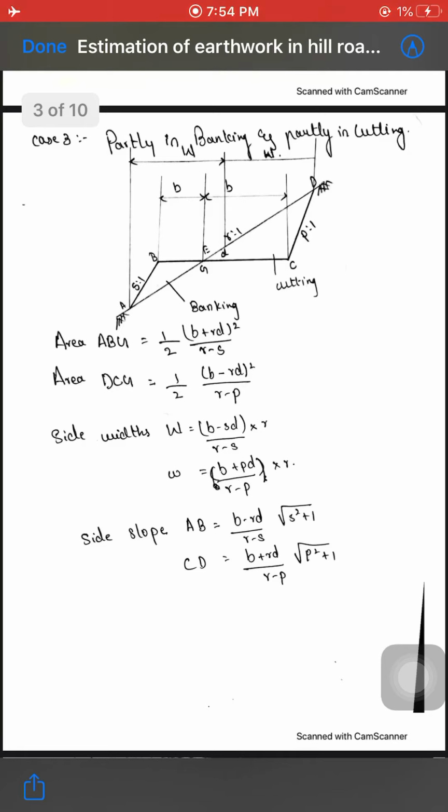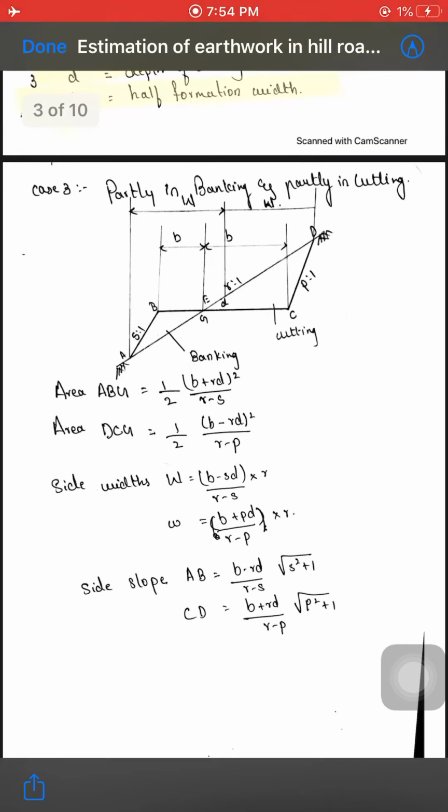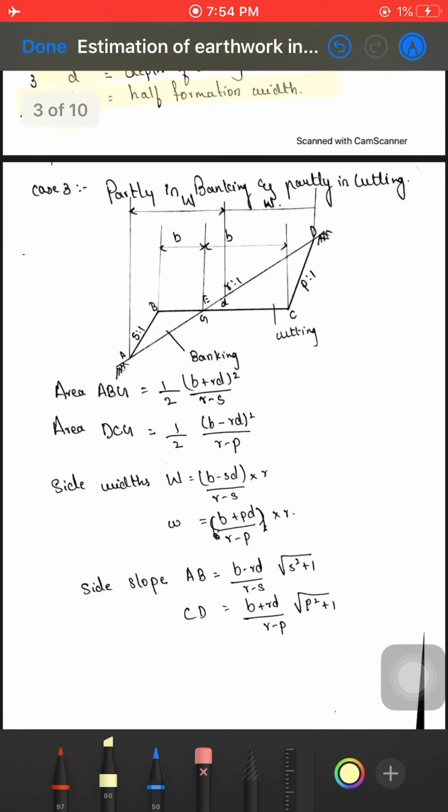The third case is partially in banking and partially in cutting. For this case, you can see here the cross section. This part shows banking, and this part shows cutting. S is to 1 is the cross slope in banking, P is to 1 is the cross slope in cutting. R is to 1 is the cross slope of the ground, small b is the formation width, and capital W represents the side widths.